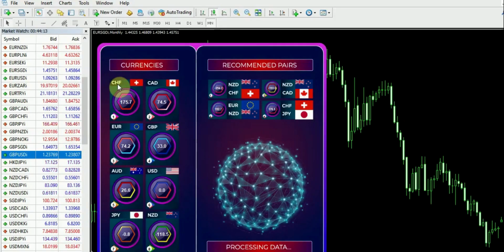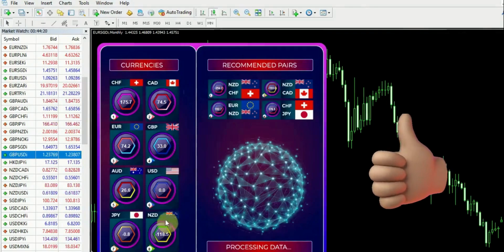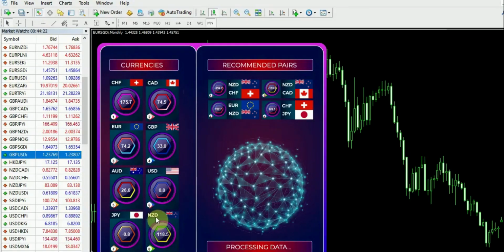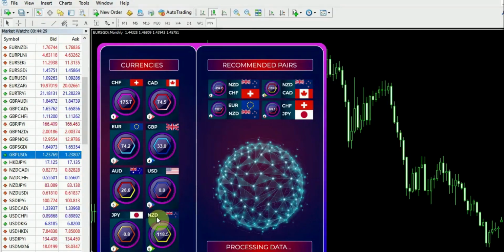For instance, in the current example, we can see that the Swiss franc right here is the strongest currency, and New Zealand NZD is the weakest currency, okay? And so it's recommended to trade this particular currency pair.